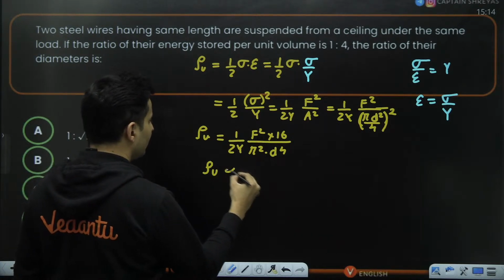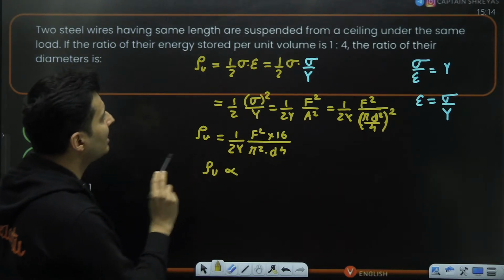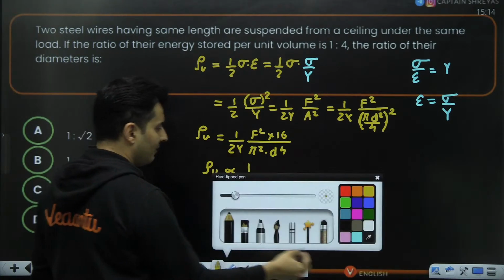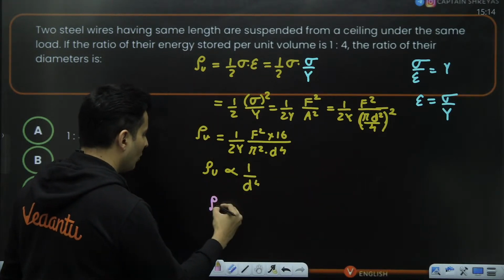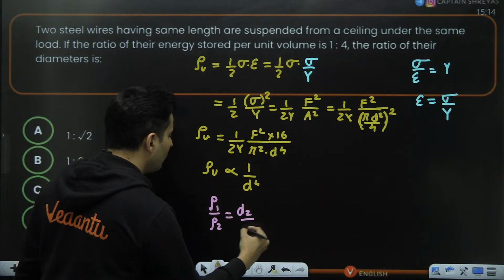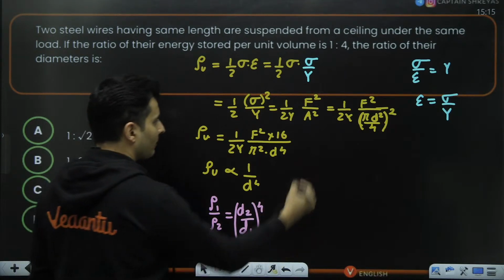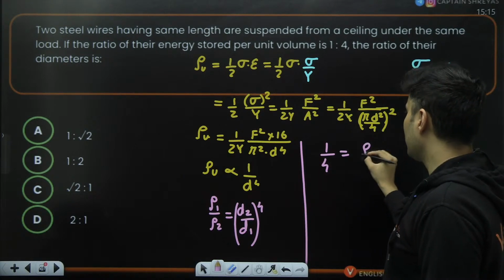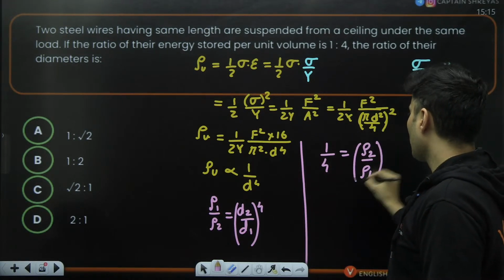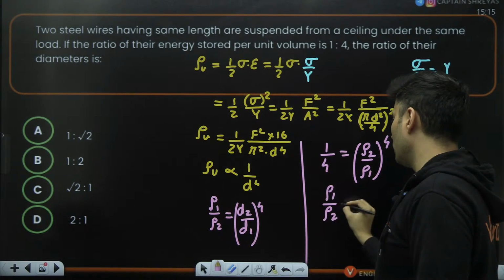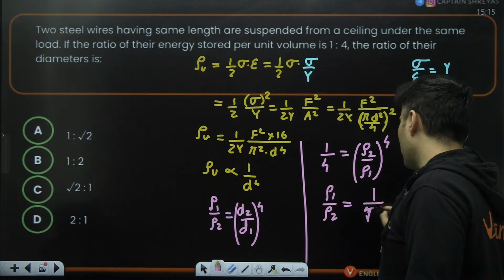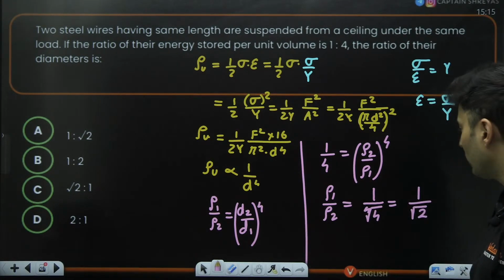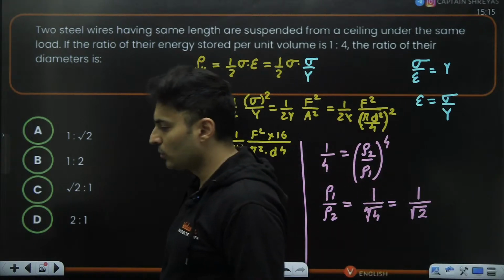From this, energy density is proportional to force, which is the same. Load is the same. Modulus is the same. Inversely proportional to d raised to 4. Perfect. My job is done. So rho 1 by rho 2 is d2 by d1, the whole raised to 4. So what do I get? The density ratio is given 1 by 4. So that is rho 2 by rho 1, whole raised to 4. So rho 1 by rho 2 will be 1 by 4th root of 4, which is square root of 2.